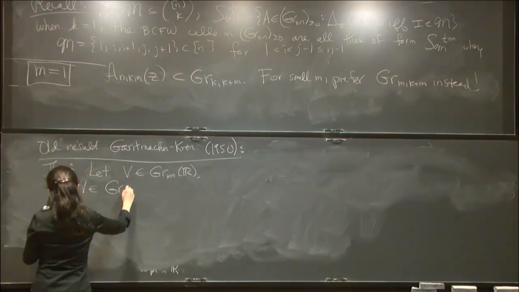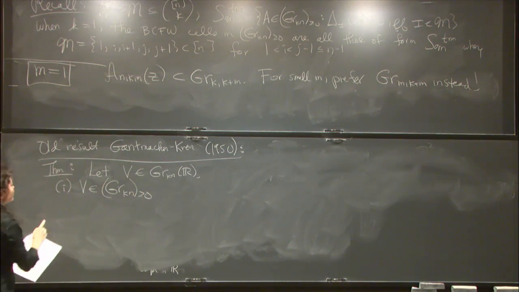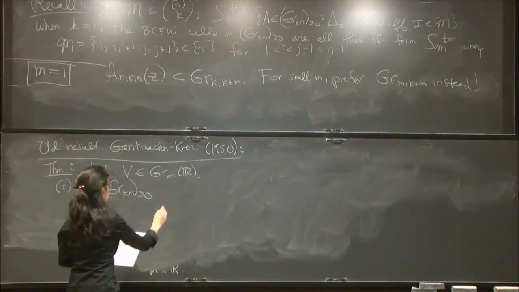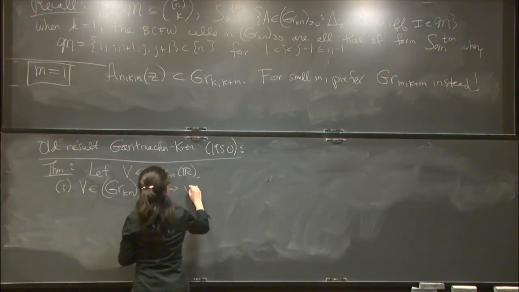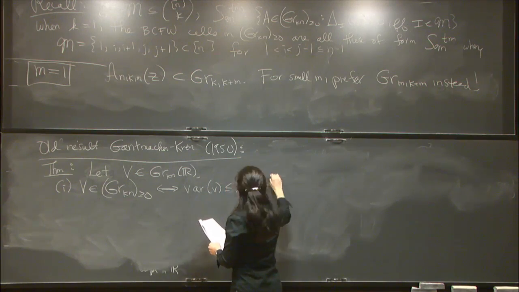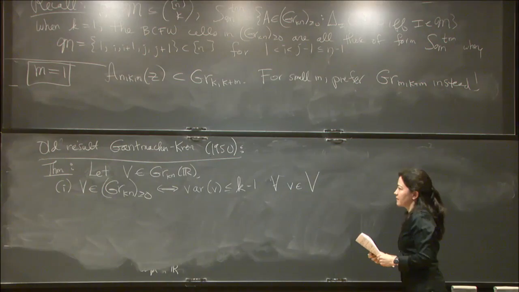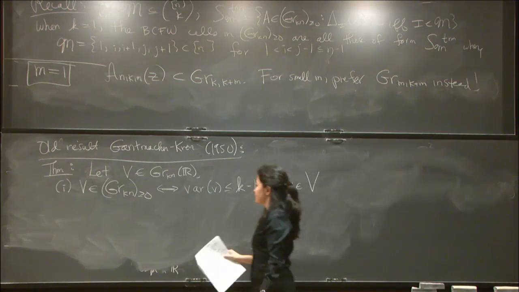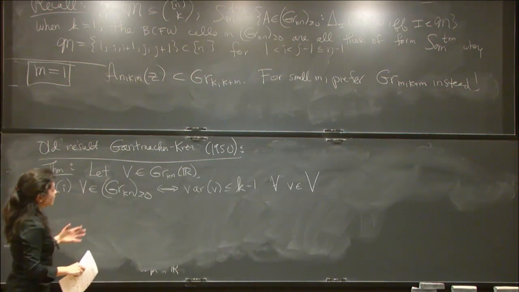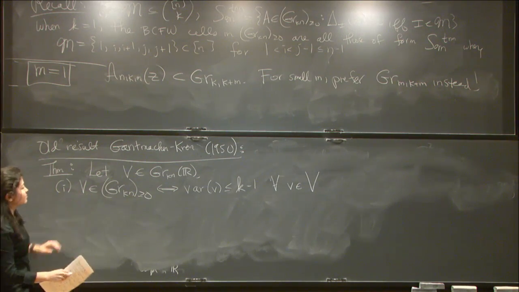Okay, so part 1 of the theorem says this element in the Grassmannian actually lies in the non-negative Grassmannian if and only if var of v is at most k minus 1 for every vector v in V. So it's characterizing the non-negative Grassmannian in terms of the sign patterns of all vectors that lie in your subspace.